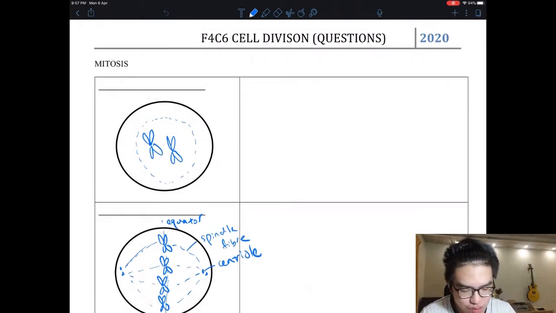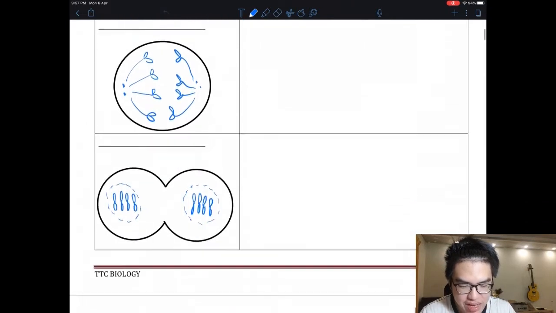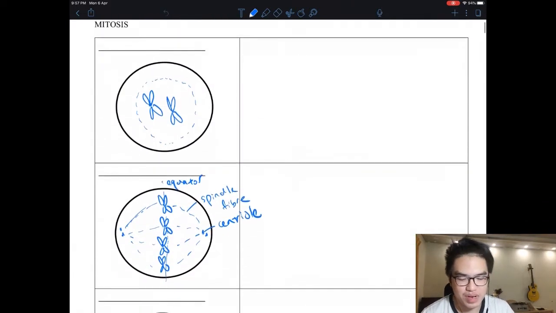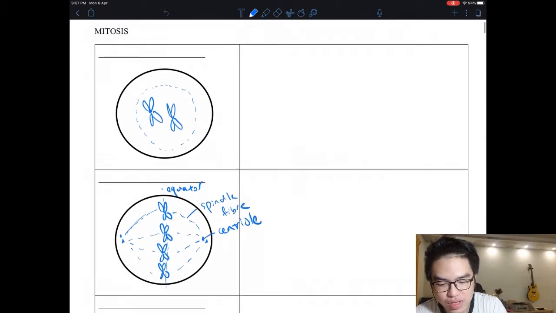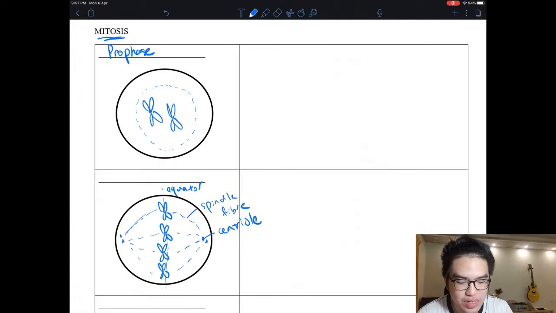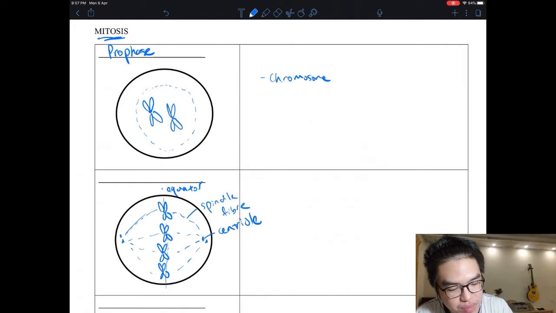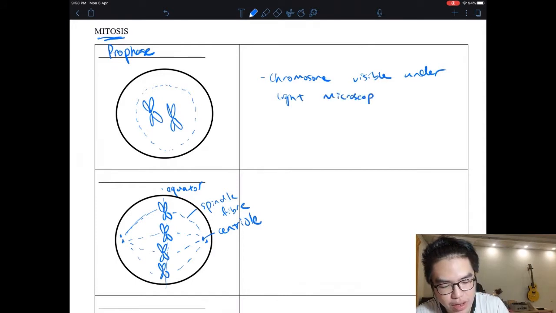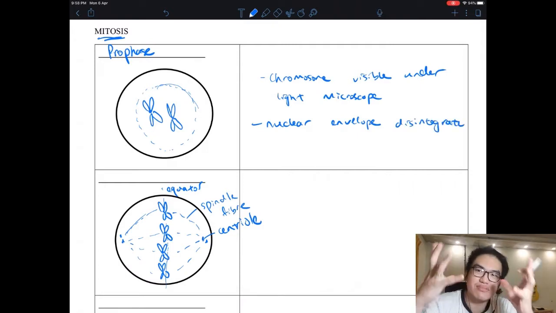Remember we drew this in the previous lesson. So today let's revise a little bit what's happening here. The first phase, we are in mitosis. This is called prophase. Do you still remember what happens in prophase? You can say chromosomes are visible under the light microscope. And the nuclear envelope disintegrates. Disintegrate means it disappears.